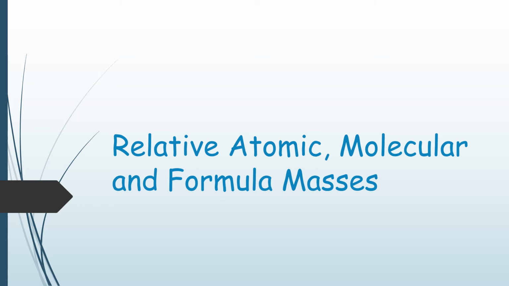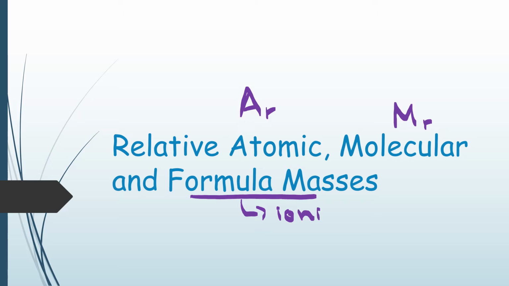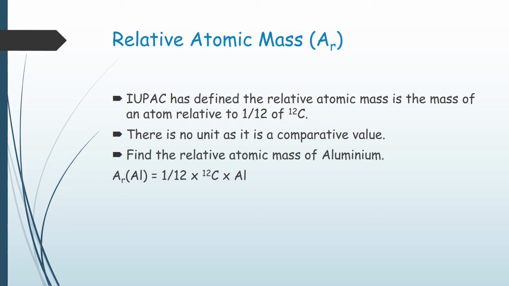In this video, we're going to look at how to calculate the relative atomic mass, which is given the symbol Ar, the relative molecular mass, which is when we're talking about molecules, which is given the symbol Mr, and the relative formula mass, and this is when we're talking about ionic compounds, which is also given the symbol Mr. Let's start with relative atomic masses. Now, the word relative means that you are comparing.